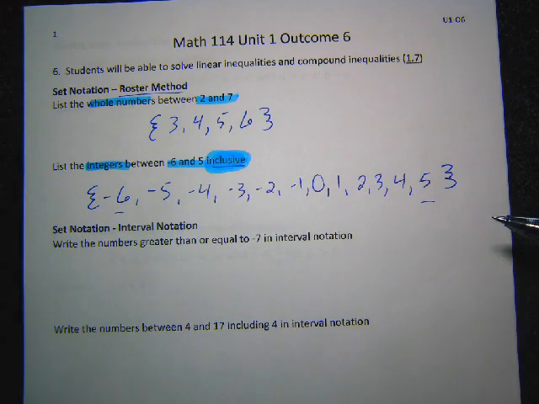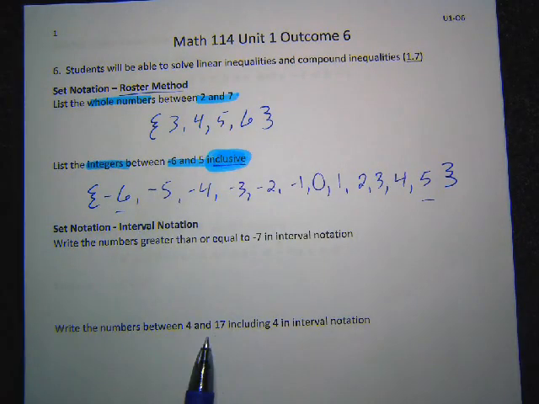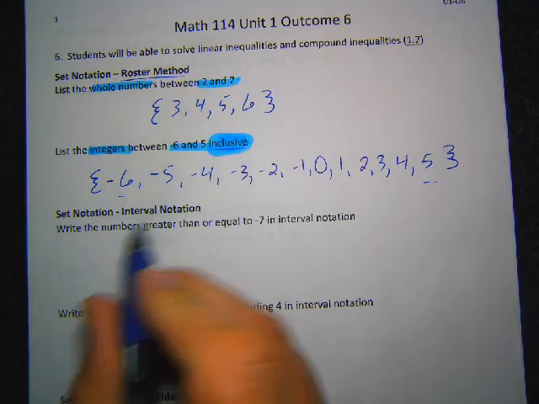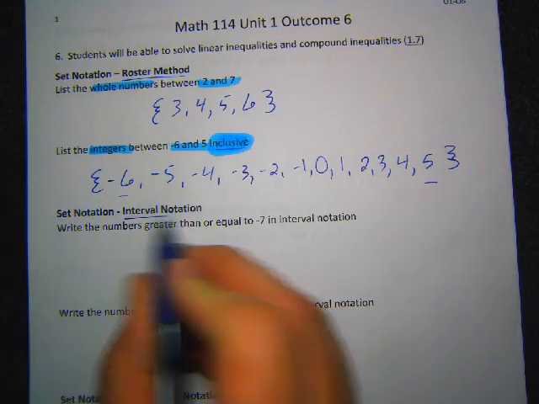That's going to be really annoying, and more than annoying, it's going to be pretty much impossible, right? So we don't really use roster method unless we have small sets of numbers, really small lists. If we have infinite lists, then we have to use something else, and that's why the first method we're going to use besides this is called interval notation.